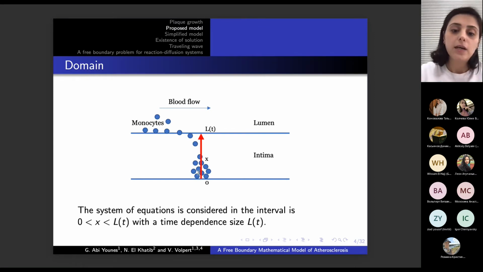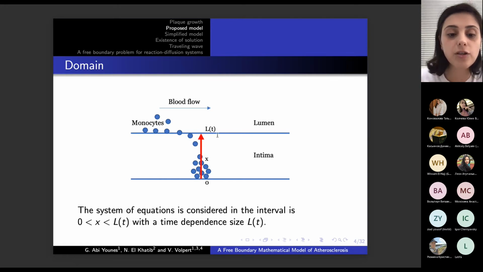So we take our interval to be this red line. We are going to work with a 1D model. So we take x going from 0 till L of t. Of course, this boundary L of t depends on t because it is going to move with time. It changes with time. So this is why the boundary is a function of time, and L of t, in fact, is the size of the domain.